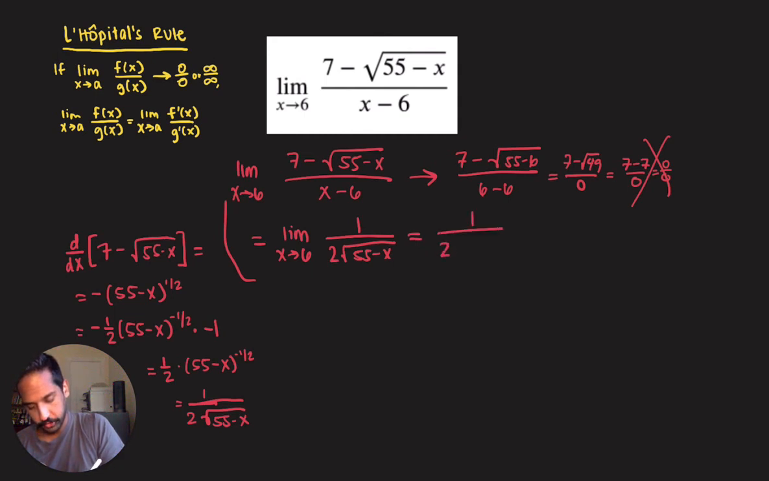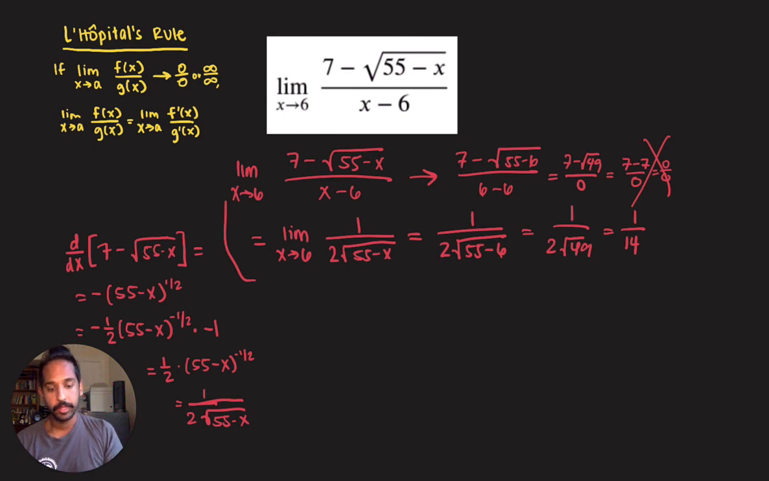And now we can plug in by direct substitution: 1 over 2 root 55 minus 6, which is 1 over 2 times the root of 49, which should equal 1 over 14, because root of 49 is 7. And so we see that the limit as x approaches 6 of this function will be 1 over 14, thanks to L'Hopital's rule.